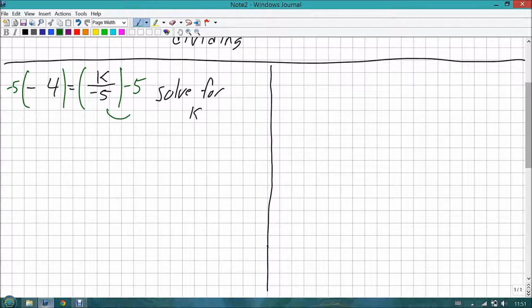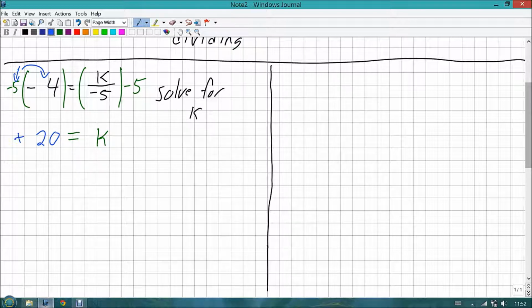So what is negative 5 divided by negative 5? That would be positive 1, right? A negative times a negative is a positive. So negative 5 divided by negative 5 is 1, and we multiply 1 by k, and we end up with k all by her lonesome. Now on the other side, we have negative 5 times negative 4. Again, a negative times a negative is a positive. So we're going to have a positive answer, and we're going to have 5 times 4, which is 20.